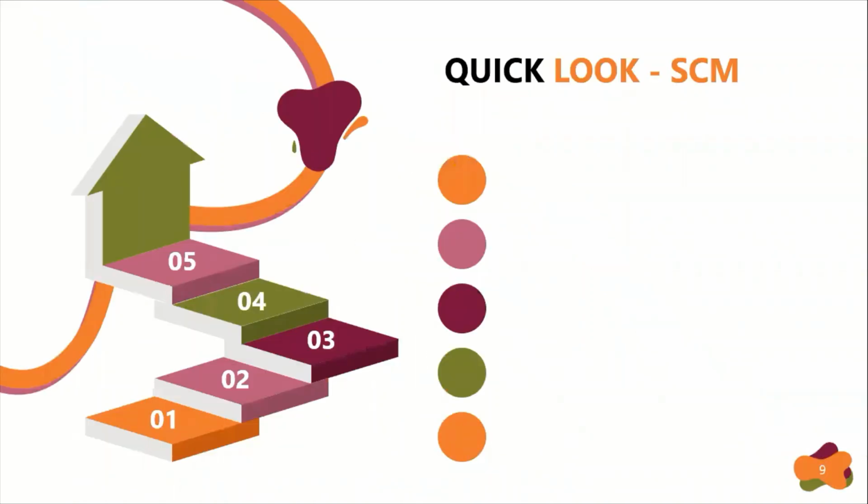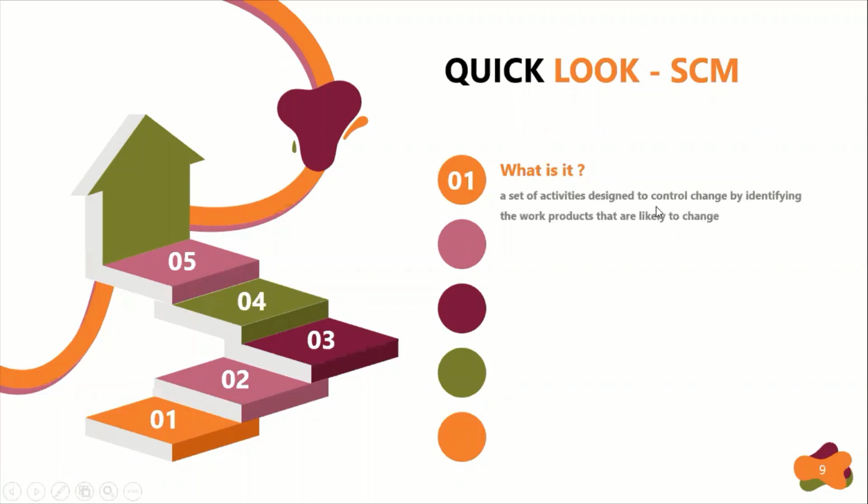Let's take a quick look at software configuration management. When you build computer software, change happens, and because it happens, you need to control it effectively. So what is it? SCM is a set of activities designed to control change by identifying the work products which are likely to change. Who does it? Everyone involved in the software engineering process.